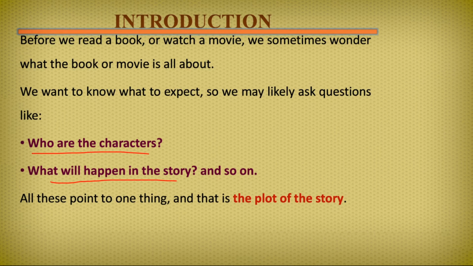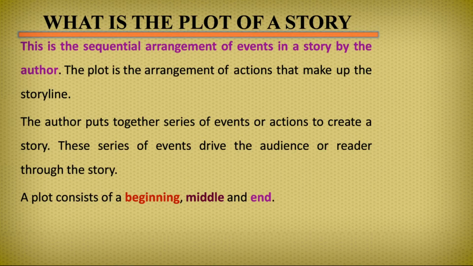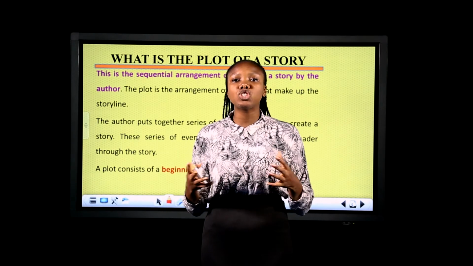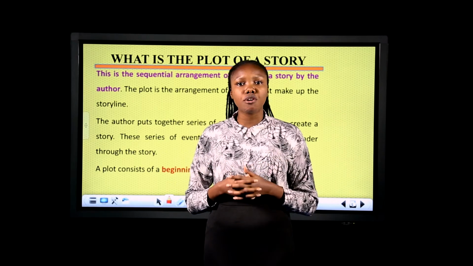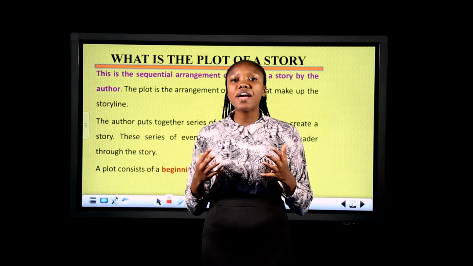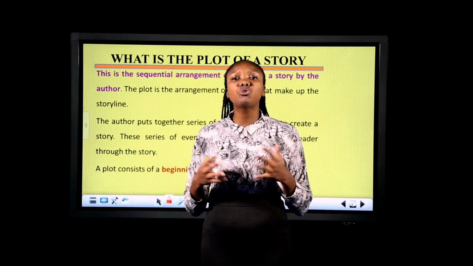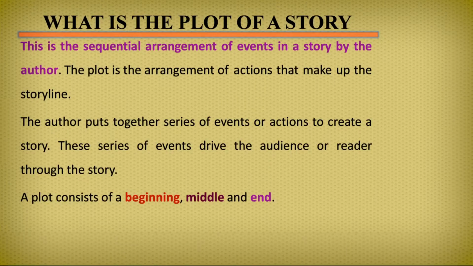Now, what is the plot of a story? The plot of a story is a sequential arrangement of actions and events in a story by the playwright. The playwright puts together a series of events or actions to create a story. And this series of events is what drives the audience or readers through the story. Now, the plot consists of the beginning, middle, and end.